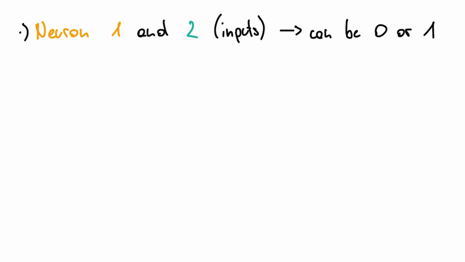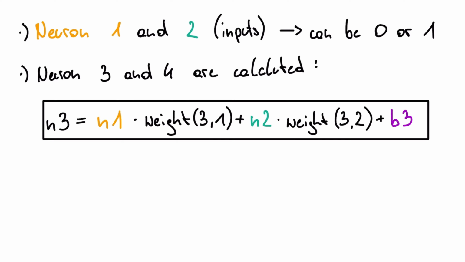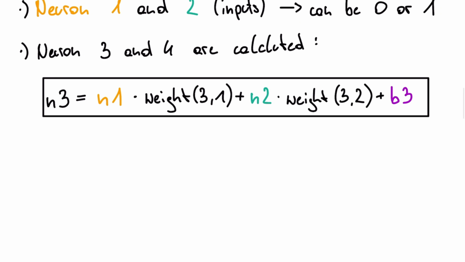Now we want to present everything a bit more precisely using mathematics, so that it becomes clear how this is actually implemented. A neuron is, in the end, nothing more than a number, and this number is either directly given, like in the case of the inputs, or calculated, as we will see now. As mentioned before, neuron 1 and neuron 2 are the inputs, and these can only be 0 or 1. But neuron 3 and 4 are calculated based on those inputs. So now let's look at how neuron 3 is calculated. I call the value of neuron 3 simply N3, and this value is calculated as follows.